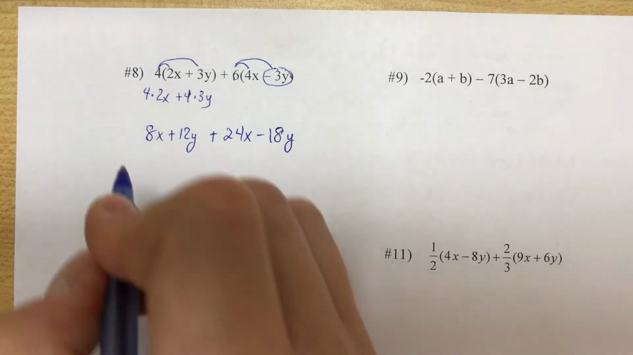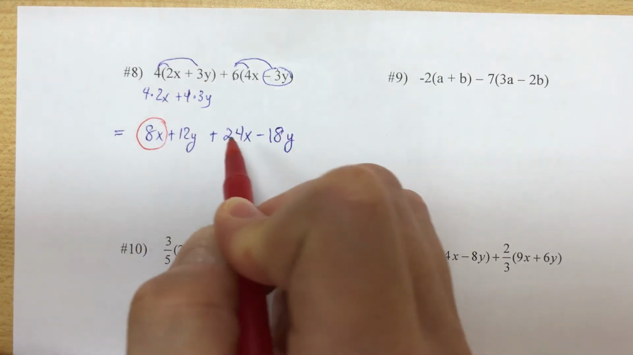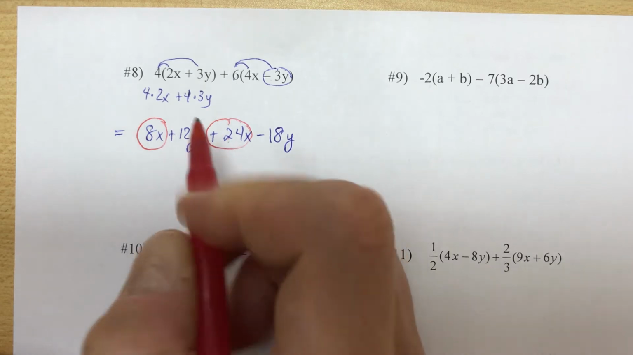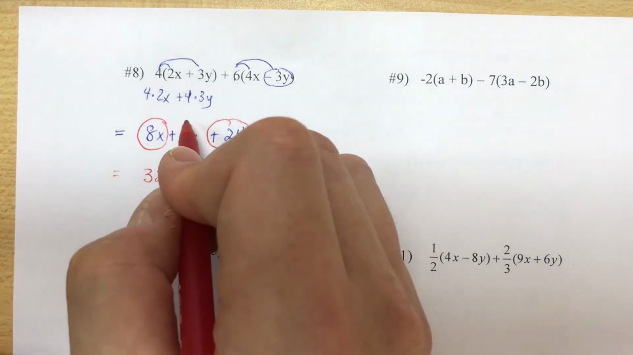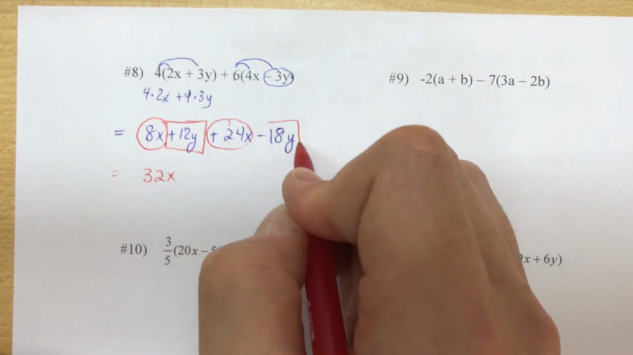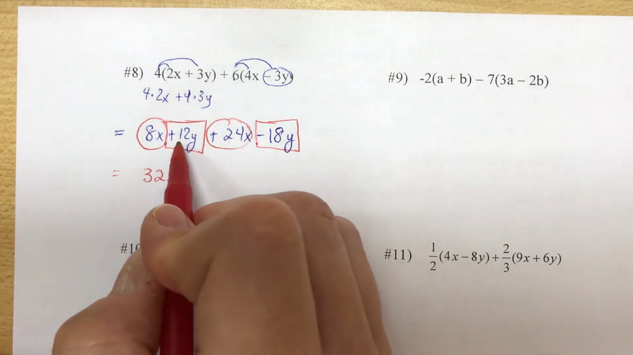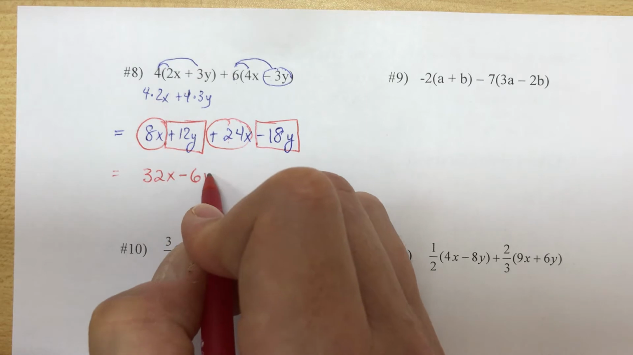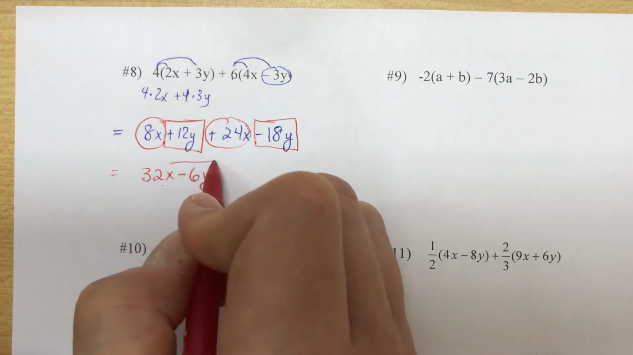All right, now we're not done because we still have like terms. You are not done until you have simplified. So 8x plus 24x, now we're adding the coefficients. That would be 32x. And then if you don't have a different color, you can do a box if you want. Instead of a circle, you can underline. You can do lots of different things. That is positive 12y minus 18y. 12 minus 18 is minus 6y. Now, we don't have anything else to combine, so we're done.